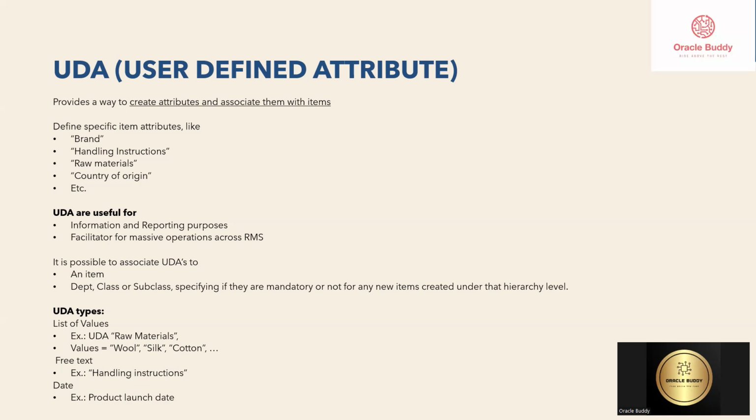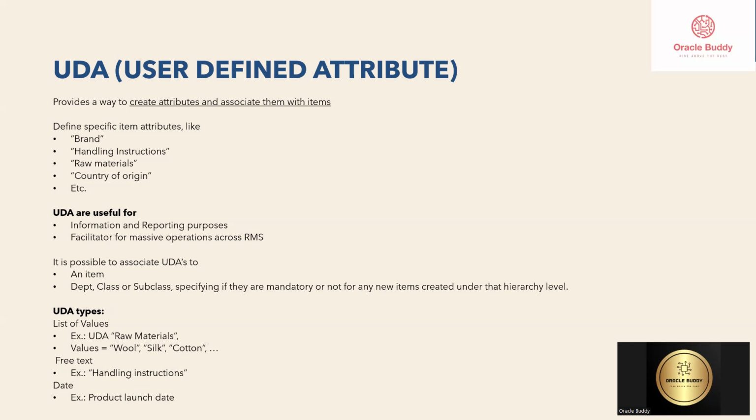So let's talk more about the UDA. It provides a way to create attributes and associate them with items. Define specific item attributes like brand, handling instruction, raw materials, country of origin, etc. UDAs are useful for information and reporting purposes. It is a facilitator for mass operations across RMS. It is possible to associate UDAs to an item, department, class, subclass.